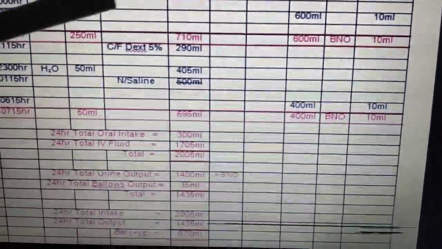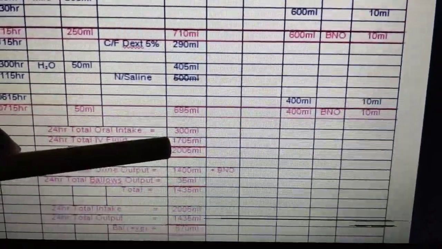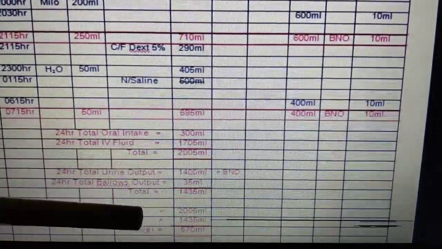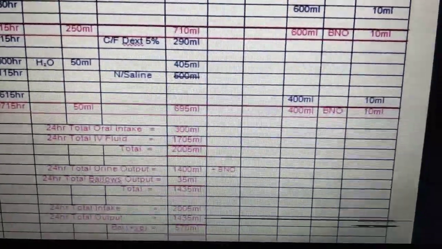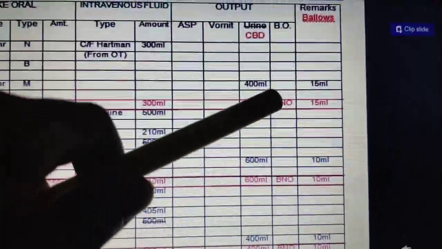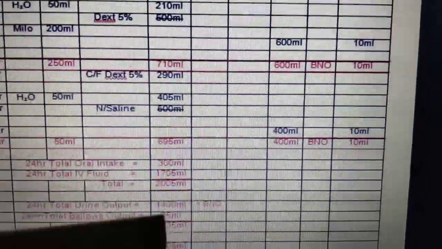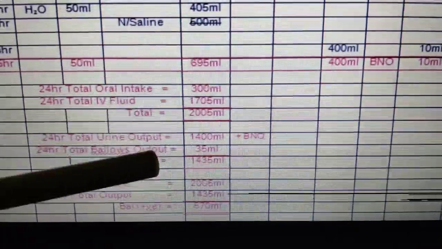Understood? Now I will explain the concept, the calculation part. Listen carefully. So we write the intake as 300 ml, IV fluid as 1705 ml, total is 2005 ml. Clear? And output is 1400 ml. Also, one more output here, you can see below. Extra aspiration, like that extra output is 35 ml. Together it is 1435 ml.